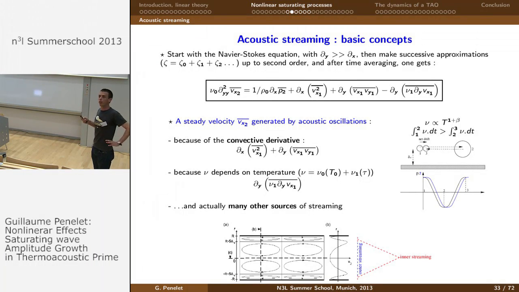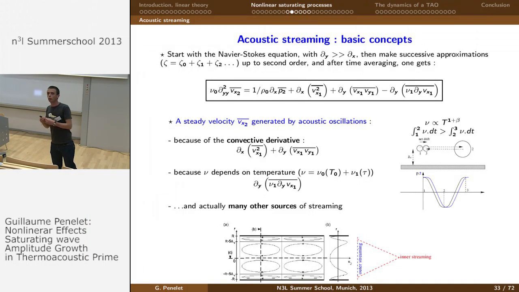In this simple derivation, these source terms are first a quadratic term in the convective derivative, and second, a term which is due to the fact that the viscosity of the fluid depends on the temperature. And due to this, during an acoustic cycle, the gas parcel will experience a net drift, which is simply due to the fact that it will not experience the same viscosity in this way than in this way. But actually, there are many other sources of acoustic streaming in most real cases.